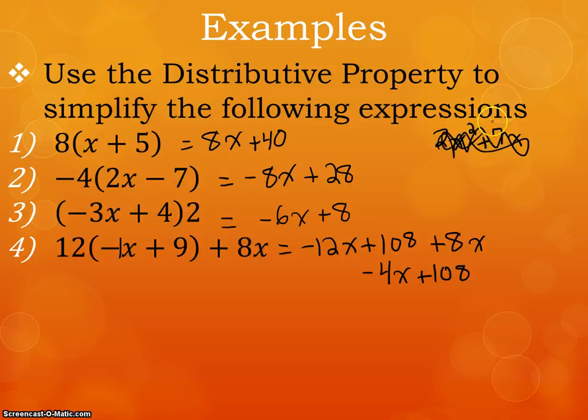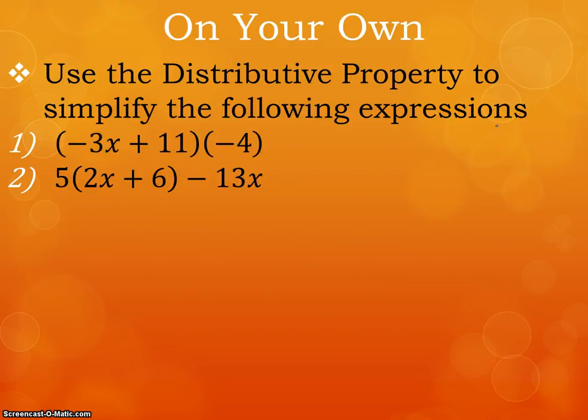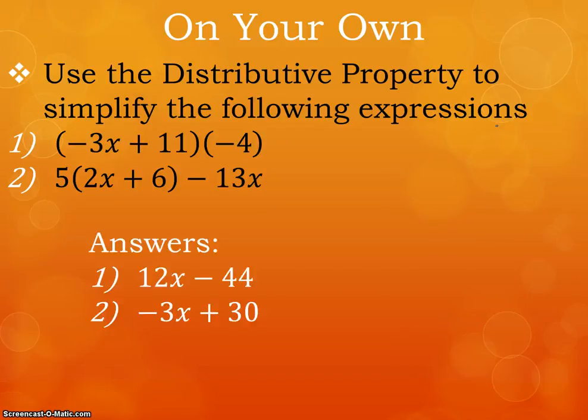Alright, so I want you to use your distributive property to simplify those two expressions. So go ahead and pause your video while you work on that, and again, I'll provide the answers at the end. Alright, you should have gotten 12x minus 44 for the first one, and negative 3x plus 30 for the second one.